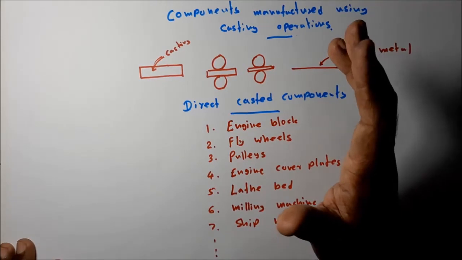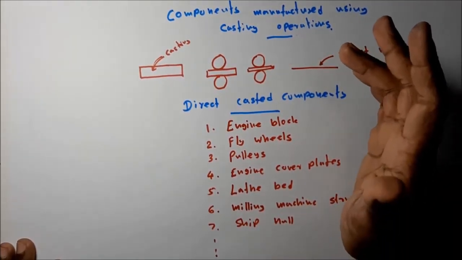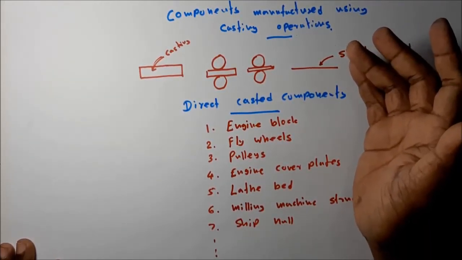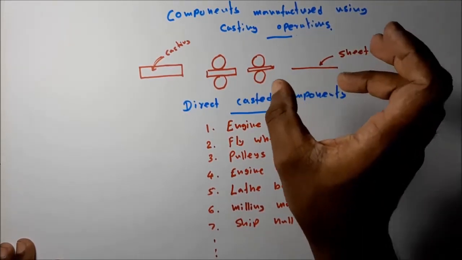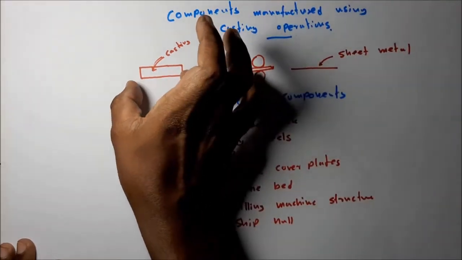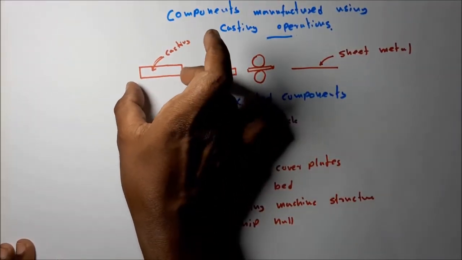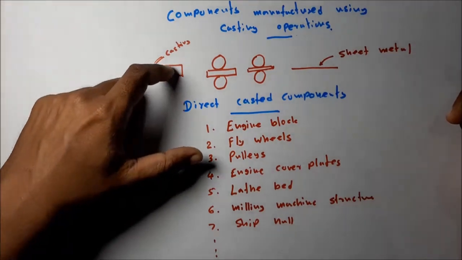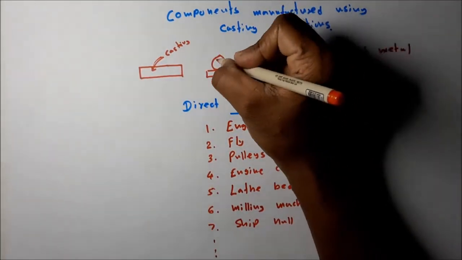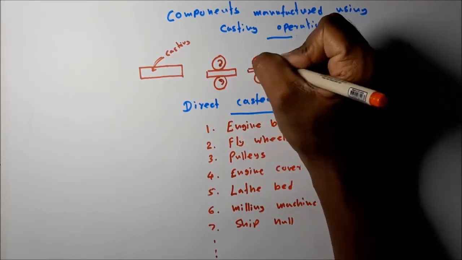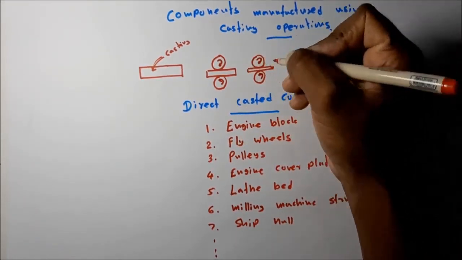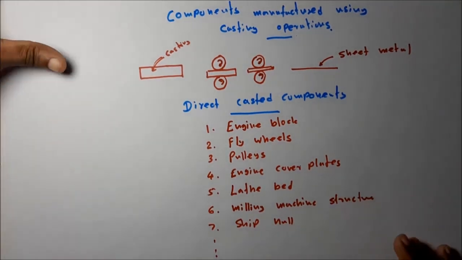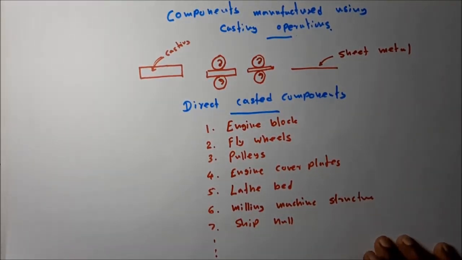But every metal component has a certain casting stage. For example, sheet metal is not a direct cast component; it's a rolling product, but it has a certain casting stage. The initial billet is manufactured using continuous casting, then passed through a set of oppositely rotating rollers to reduce the thickness of the billet, and we obtain the sheet metal. This is about the components manufactured using casting operations.